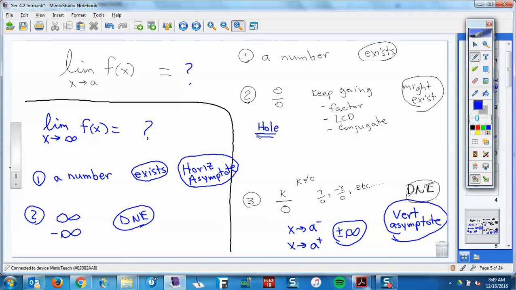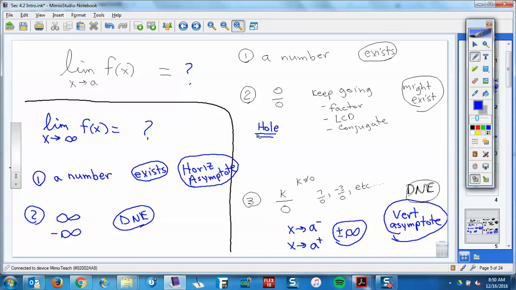Now I don't know that I want to say always a hole, but typically that means there's a hole in the graph. And so a lot of times with a hole in the graph, the limit is going to exist. Okay, the cars will still meet. But not always, because sometimes we keep going and then we get a vertical asymptote or something.